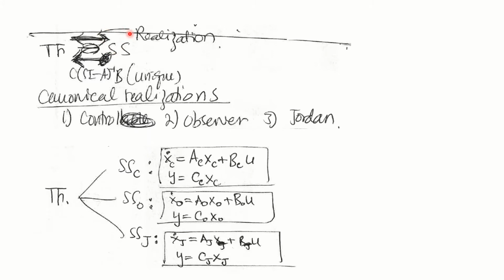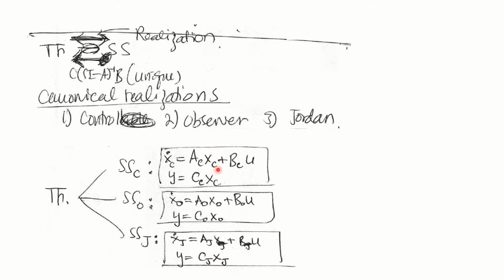So to get the state model, we need the realizations from transfer functions, and there are several canonical realizations which are quite popular in practice. So here, the first one is called the control canonical form, and the second one, observer canonical form, and the third one, Jordan canonical form. Here C stands for control, O for observer, and J for Jordan.